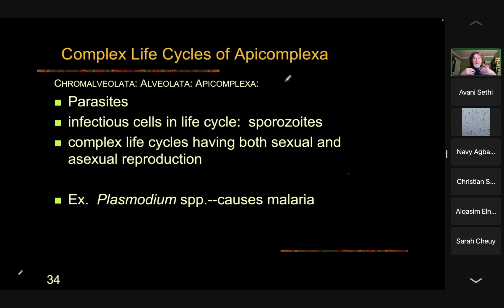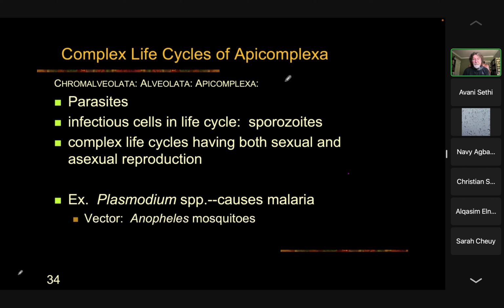Some of them may have more than 2 hosts. In the case of Plasmodium, however, this particular genus that causes malaria in humans, it only has 2 hosts, namely the Anopheles mosquito and the human. But in some other groups of apicomplexans, they may have 3 different hosts that they live in, and still have a very complex life cycle that involves 2 or more hosts.